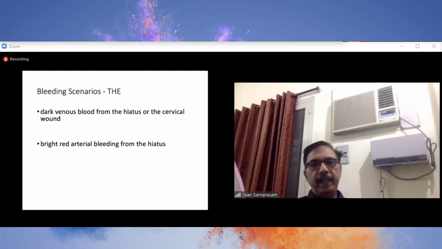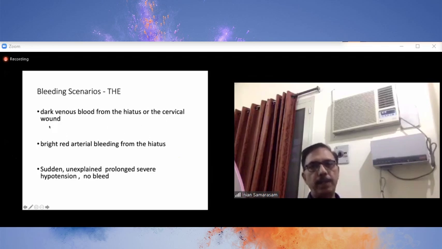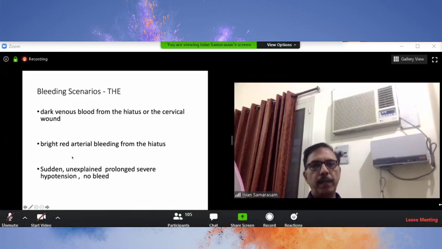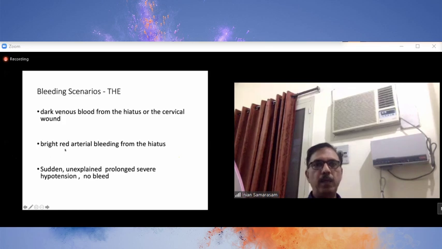Now, when you're doing a transhiatal esophagectomy, there are three scenarios. One is you can get dark venous blood from the hiatus or from the cervical wound. The second scenario is if you get bright red arterial bleed from the hiatus. And the third scenario is there is no bleeding anywhere, but the patient goes into severe hypotension. So these are the three possible scenarios.